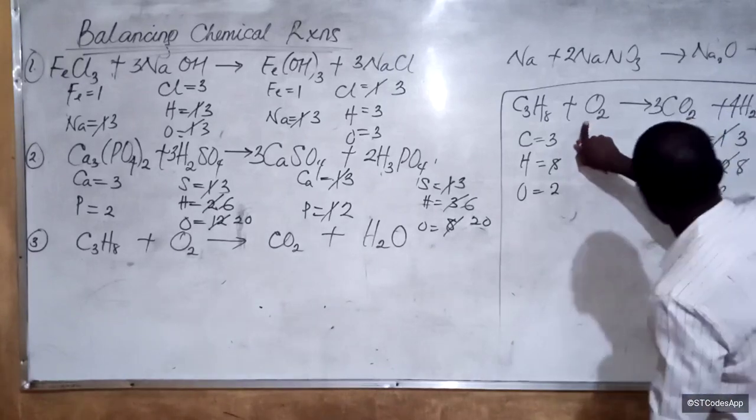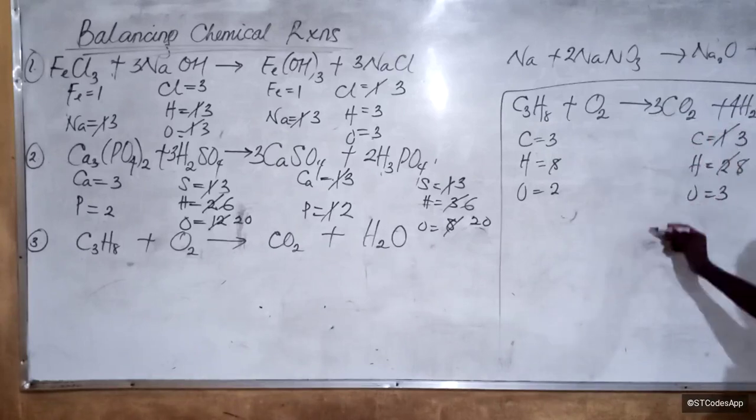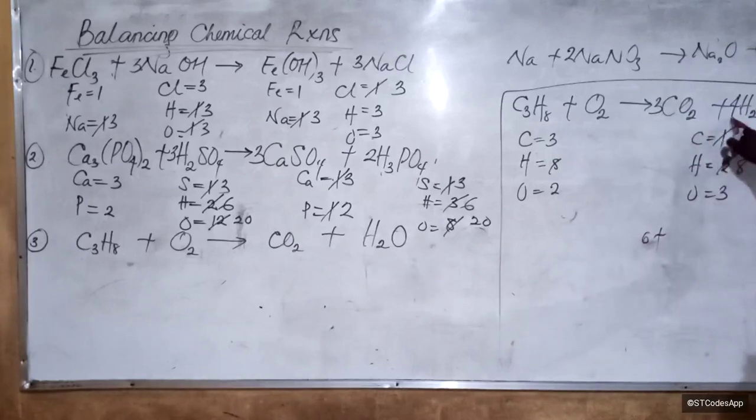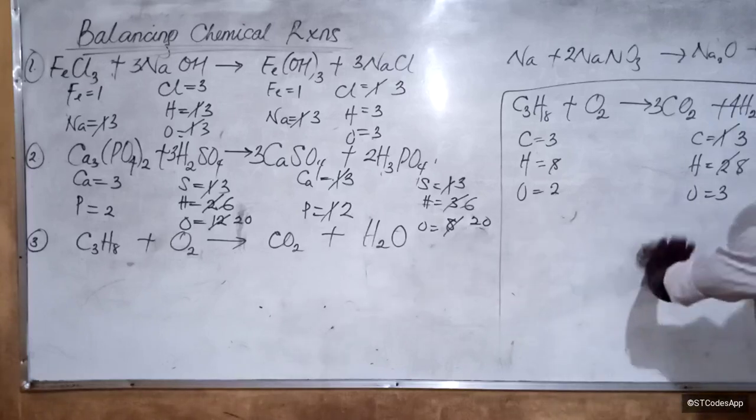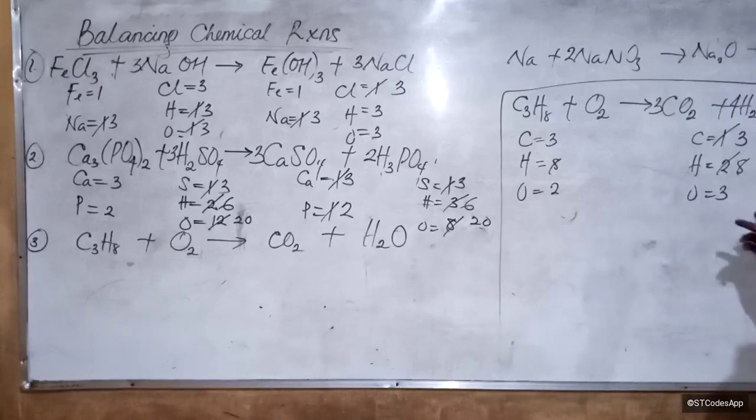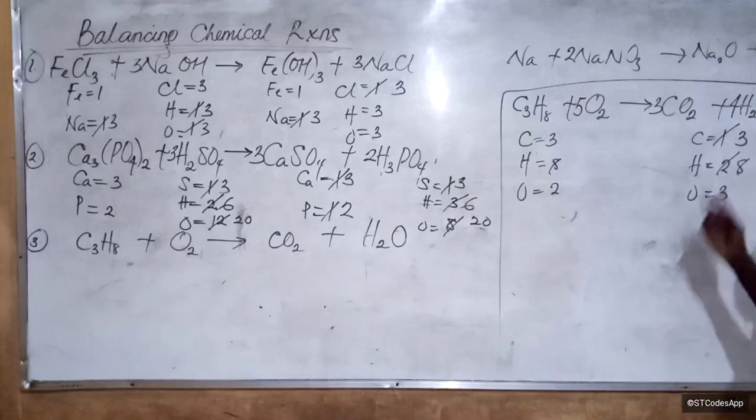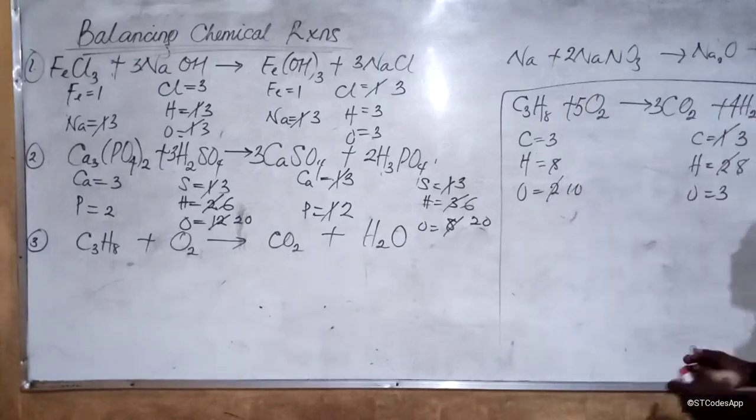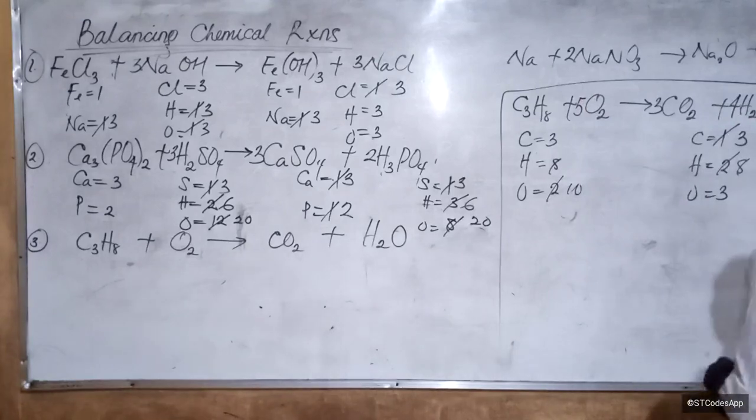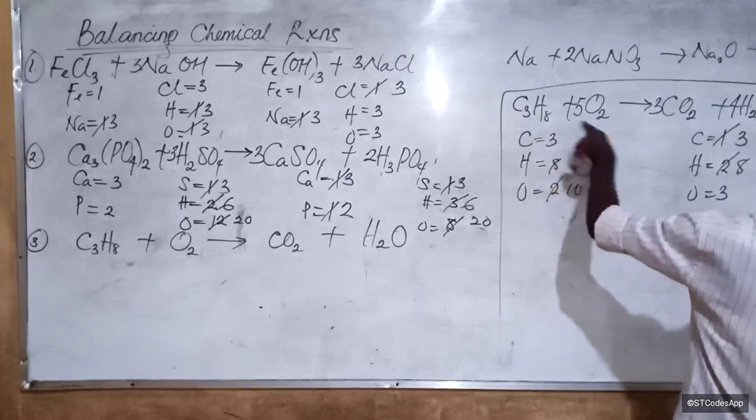Here we still have 2. So here, how many do we have altogether? 3 times 2, 6. Plus, how many do we have here? 4 times 1, still 4. So that's 10. Now, 10. So what do we do to make this be equal to 10? We add 5 here. Now, if we add 5 here, this becomes 10. Let's see if all our species are balanced. Carbon is 3, hydrogen is 8, oxygen is 10.